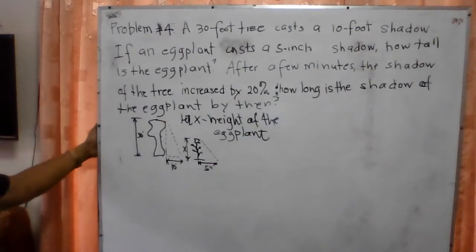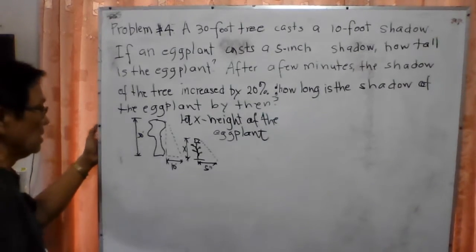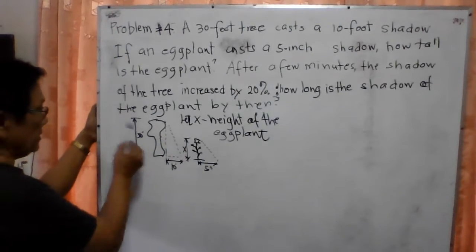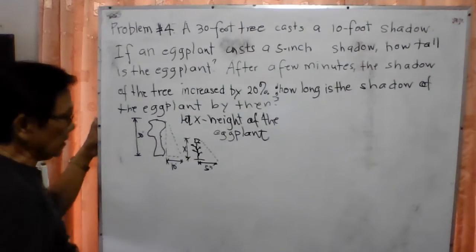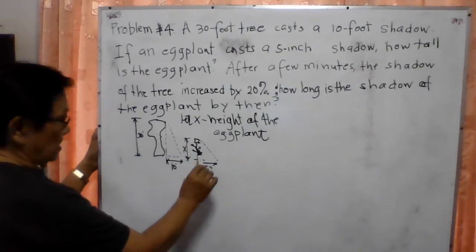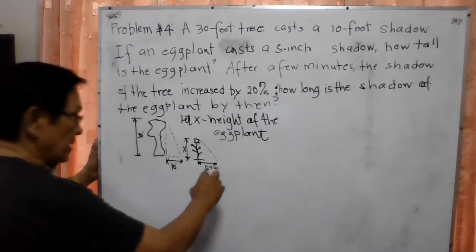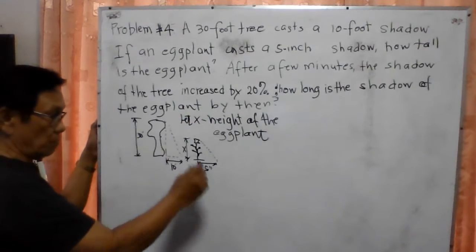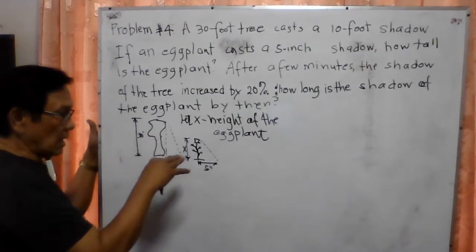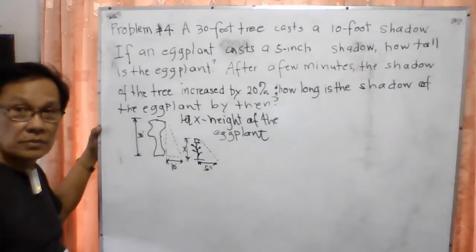Now, we can actually compute this by simple ratio and proportion, because the sun is fixed here. The ratio between the height of the tree and the shadow is the same as the ratio of the height of the eggplant and its shadow. How do we do that now? The units of measure in this case are not really that relevant, because what are given are the relationships in terms of ratio and proportion.